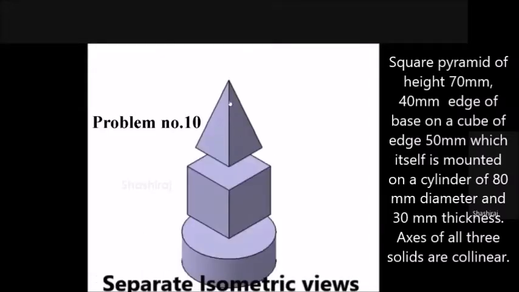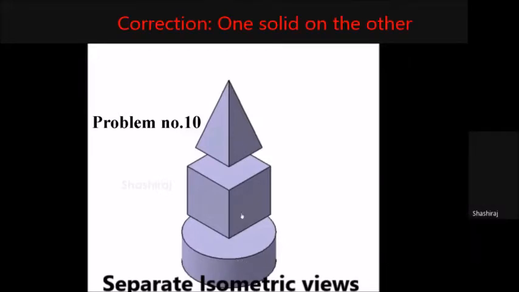If you draw the isometric view of a square pyramid, it looks like this. If you draw the isometric view of a cube, it looks like this. If you draw the isometric view of a cylinder, it looks like this. But they are not placed one above the other. Now, what happens when I place them one above the other?